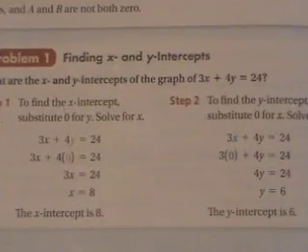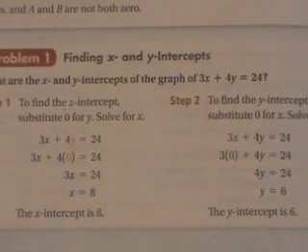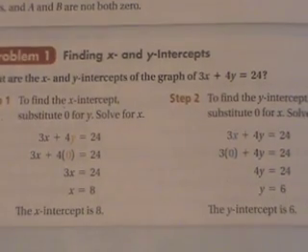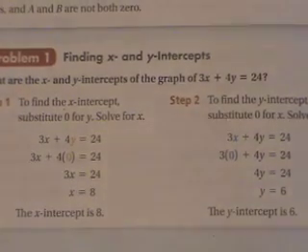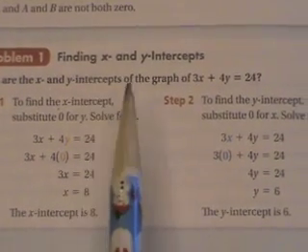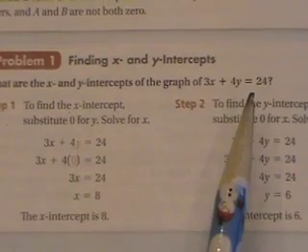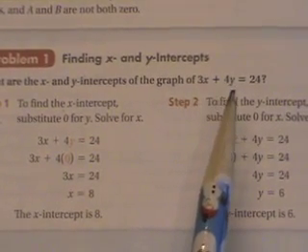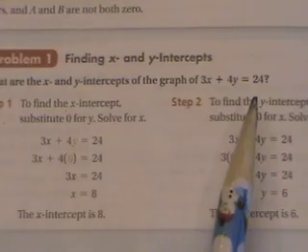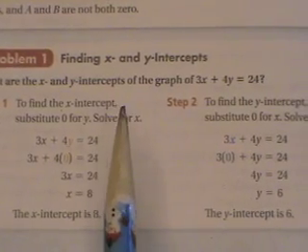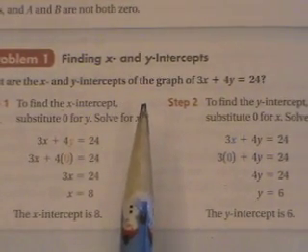I'm looking at problem 1 on page 320, and you are going to find both x and y intercepts. They give you this equation in standard form, ax plus by equals c, and they want you to find both the x-intercept and the y-intercept.